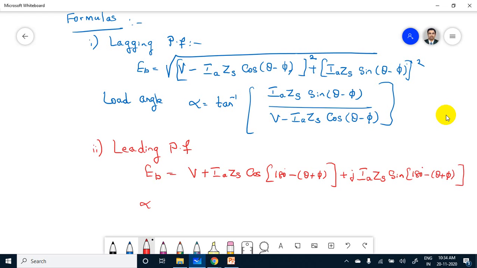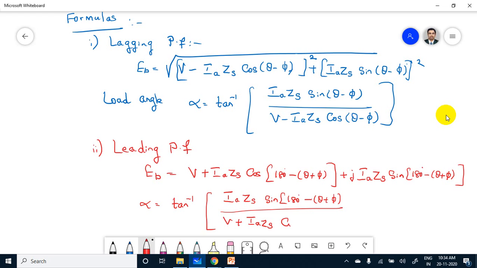Alpha equal to tan inverse of IA ZS sine of (180 minus theta plus phi) divided by V plus IA ZS cos of (180 minus theta plus phi). This is for leading power factor.